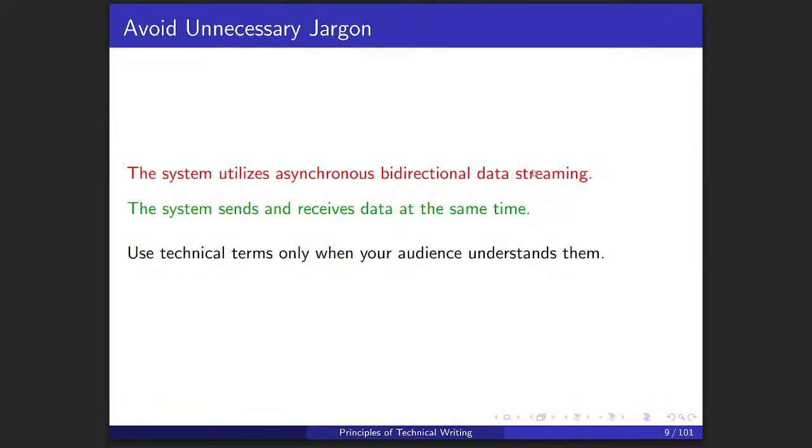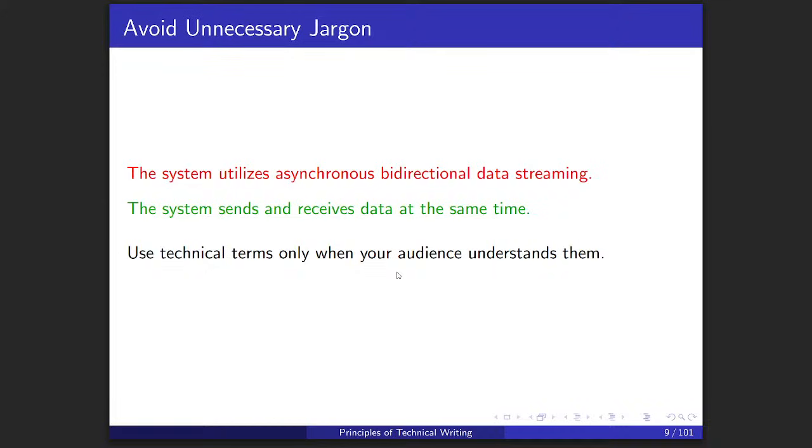So avoid unnecessary jargon. If you look here, the system utilizes asynchronous bidirectional data streaming. A new user who does not have a good background in English may not understand what asynchronous bidirectional means. Instead, if you write in a direct and specific way: the system sends and receives data at the same time. If you write this, it will be very easy, right?